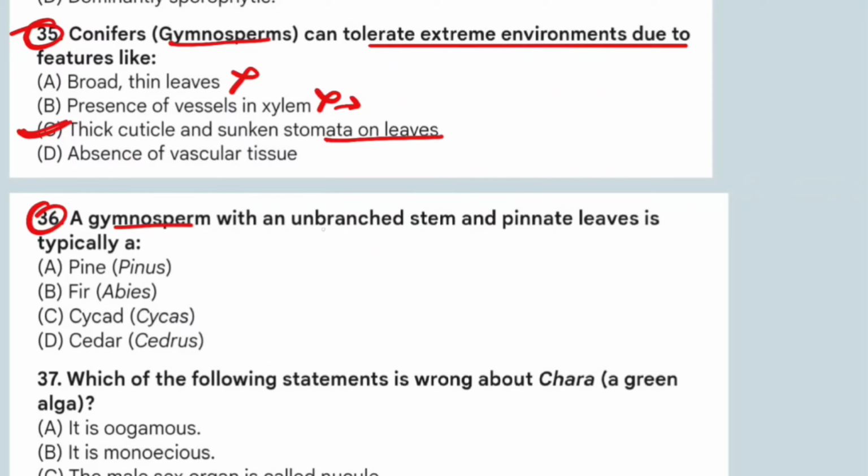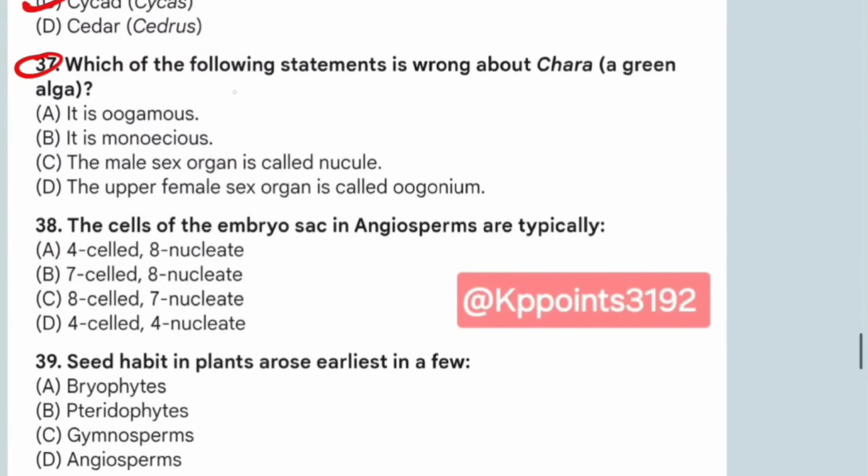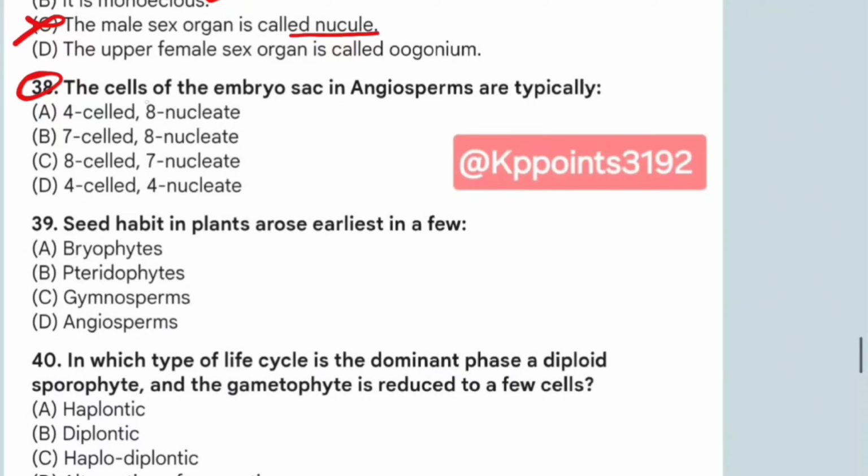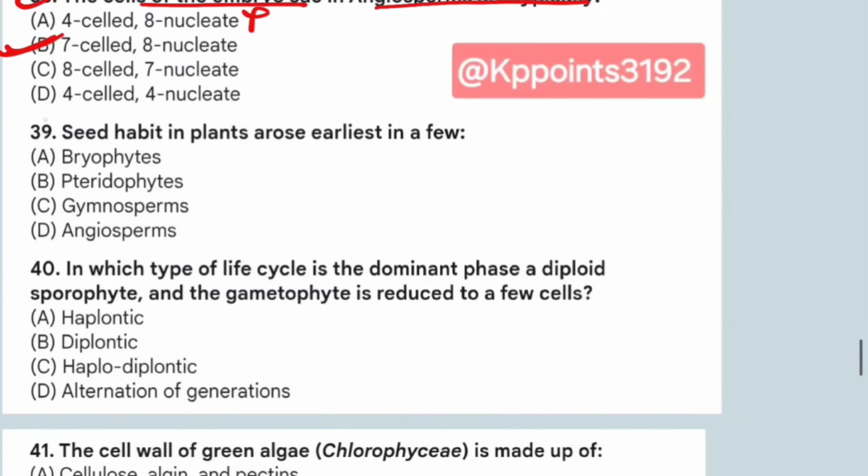36. A gymnosperm with an unbranched stem and pinnate leaves is typically Pinus? No. 37. Which of the following statements is wrong about Chara, a green alga? It is oogamous? Yes. It is monoecious? Yes. The male sex organ is called nucleus? No, the male sex organ is called globule. 38. The cells of the embryo sac in angiosperms are typically 4-celled? No. 7-celled? Yes. 7-celled, 8-nucleate. Number 39. Seed habit in plants arose earliest in a few bryophytes? No. Pteridophytes? Yes. For example, Salvinia.